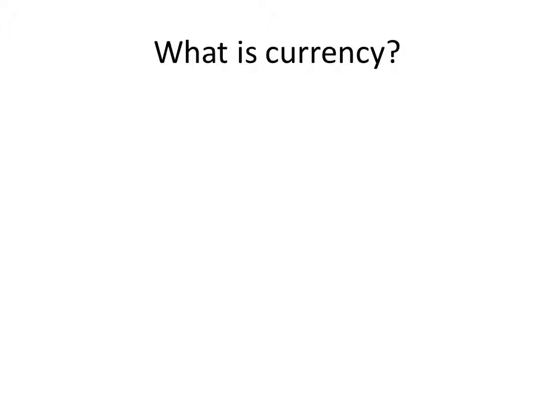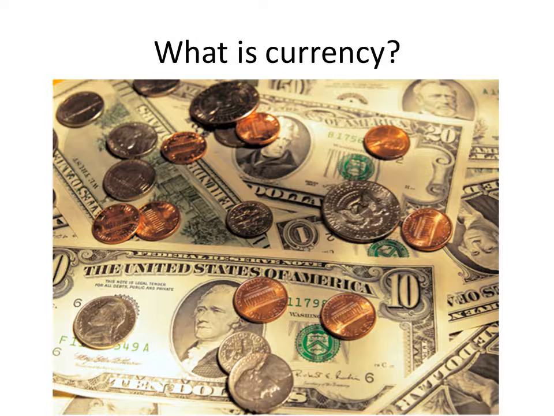So what is currency? Currency is another name for money. It includes paper bills and coins. Back in the time right after the Revolutionary War, each state might print out its own money. To have a united country, it was decided that there should be one currency for all the states, as currently exists.